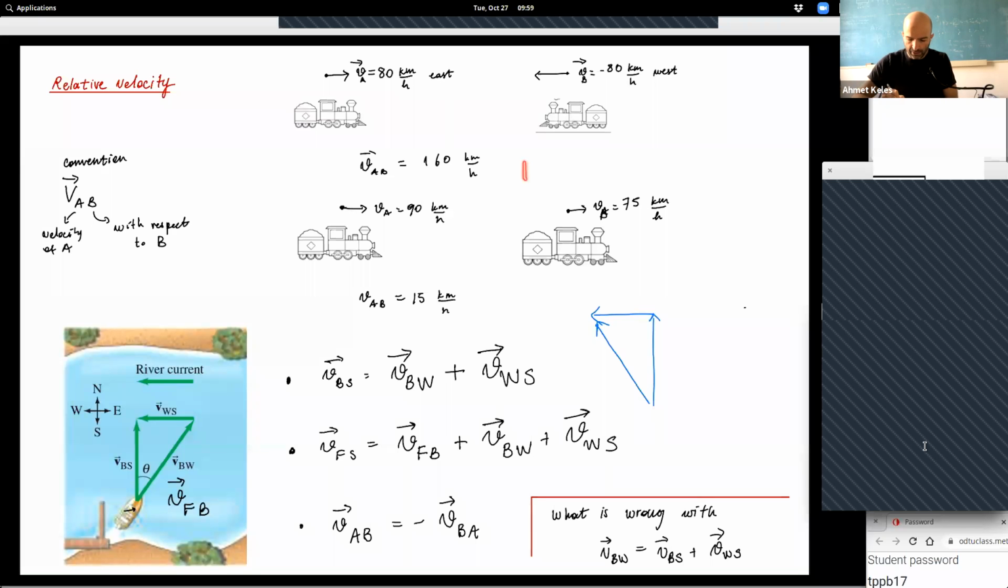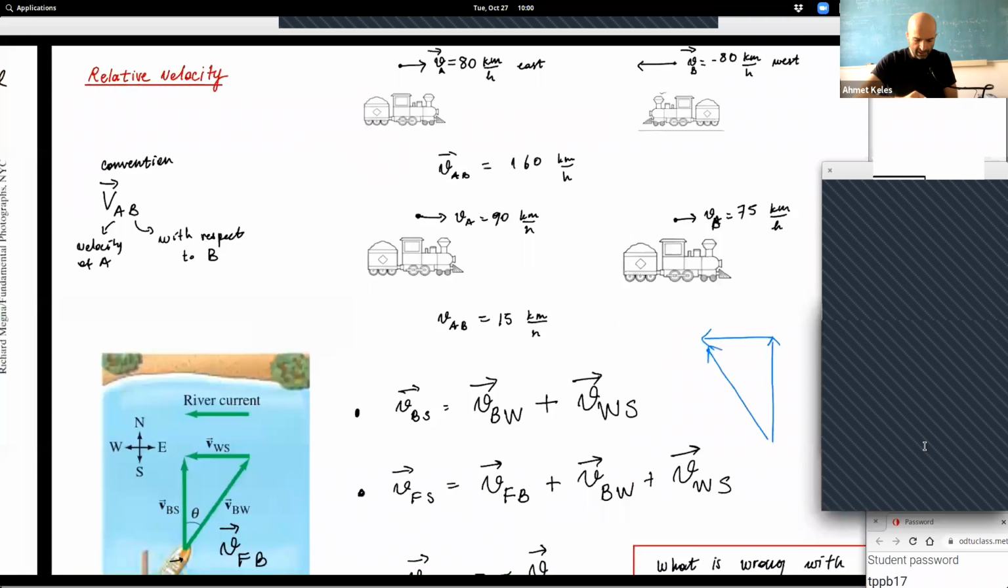But that's not all we could do. We could also ask the question, what is your velocity on this train according to your friend? That's the relative velocity. If you are A and your friend is B, you ask, what is my velocity A with respect to B? From this linear geometry, it's 80 plus 80, which is 160 kilometers per hour. Or if both trains are going in the same direction, let's say this one is going at 90 kilometers per hour and this one at 75, then the speed of A with respect to B is this minus this, which is 15 kilometers per hour.